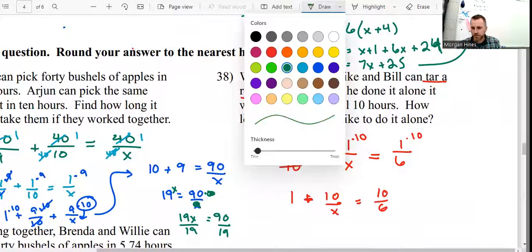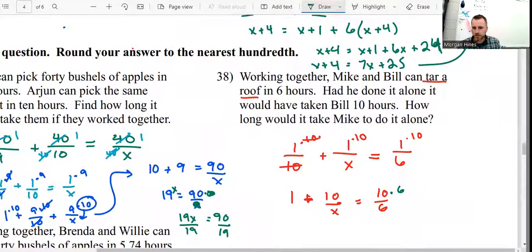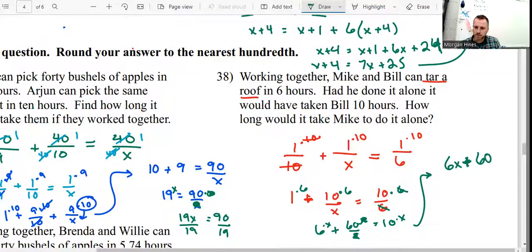There's some simplifying we could do here, but we will skip that. Multiply by 6. 10 equals 60 over x plus 6. And now I'm going to multiply by x everywhere. Those will cancel out. And I get 6x plus 60 equals 10x.